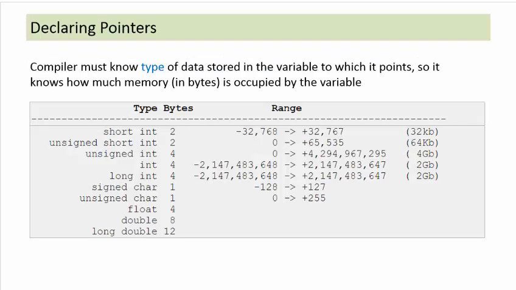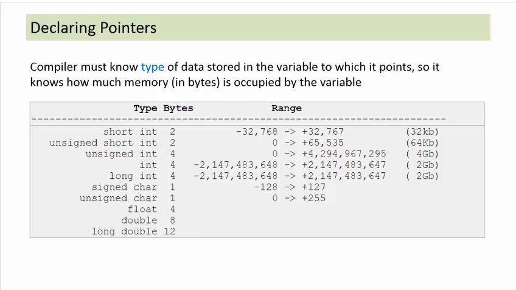When declaring pointers, you have to declare a pointer with the same data type as the variable to which it points, because the compiler has to know how much memory is occupied by the variable that it's pointing to. For example, a short integer only takes up 2 bytes of memory. An unsigned short integer also takes 2 bytes. It's just that the range of numbers that you can display is different. A character only takes 1 byte of memory to store.